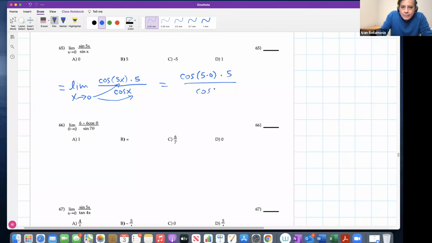Using L'Hopital's rule, now you will see that it works. It's no longer undefined. Instead, cosine of 0, remember we said, is 1. Cosine of 0 again here is 1. So 1 times 5 divided by 1 is 5. All right, great.